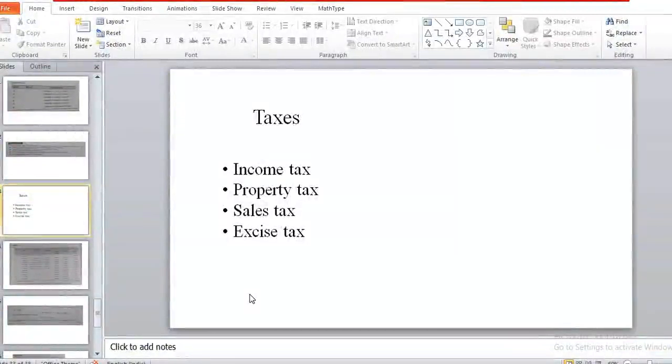Next topic is taxes. But majorly for engineering economy, we consider four taxes: income tax, property tax, sales tax, and the excise tax. So these are the four taxes we consider in engineering economy.